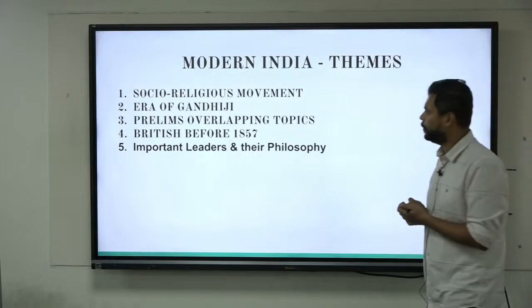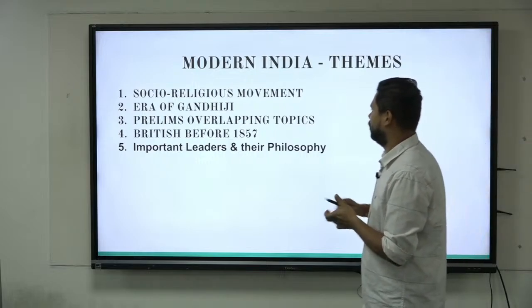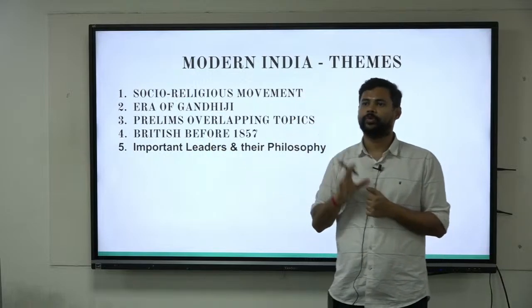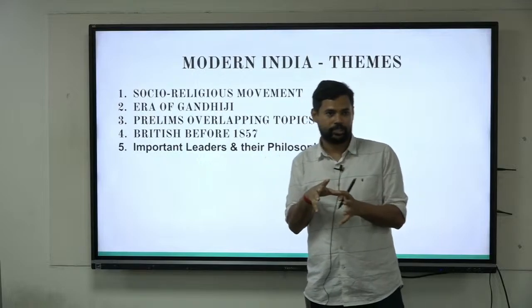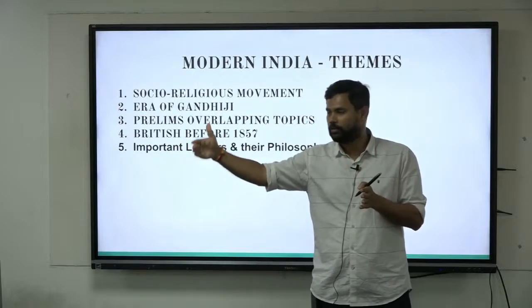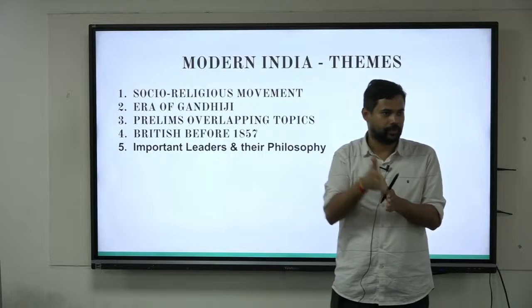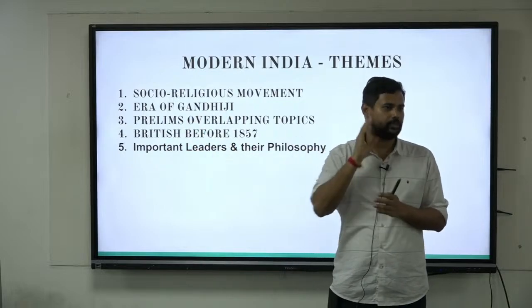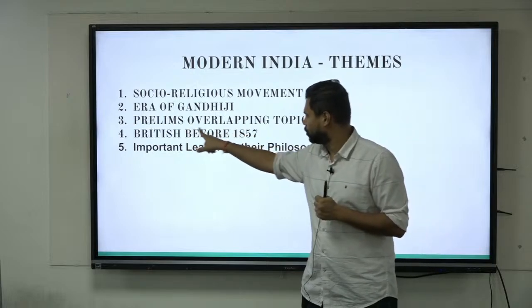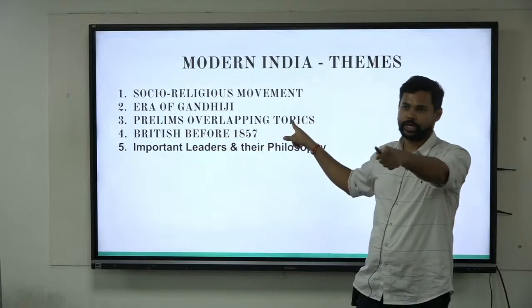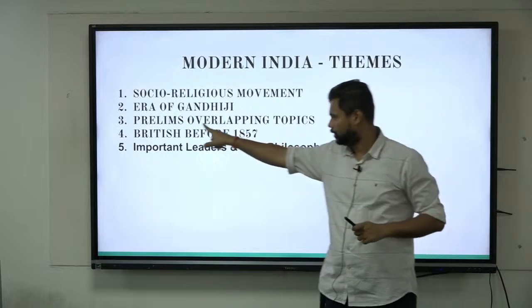See, what is very, very important is British before 1857, you have to know very well. When I say British before 1857, don't think only the British. What happened before 1857? From the decline of Mughals to 1857, what are all the events that happened? That is very important. Okay, then comes the prelims overlapping topics. This is what is the freedom struggle. Whatever you have written out the freedom struggle, that is what is this.